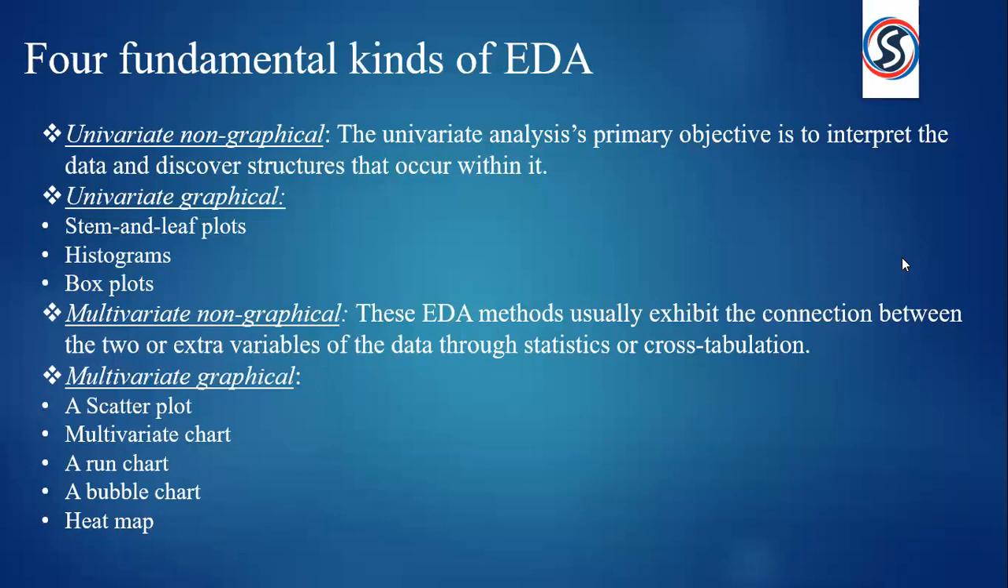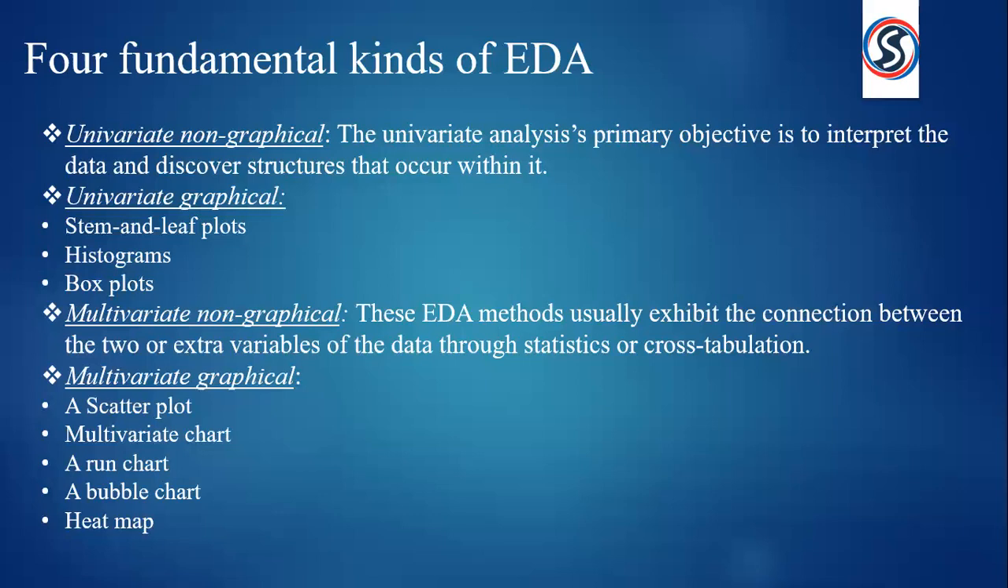And then we have the multivariate non-graphical exploratory data analysis. Multivariate is nothing but multiple variables. Earlier you saw univariate, a single, sole variable. Here multivariate data arises from more than one variable, where these EDA methods usually exhibit the connection between two or more variables of the data through statistics and cross tabulation. There is lots of cross tabulation there. Using the cross tabulation, we are going to compare the multiple variables.